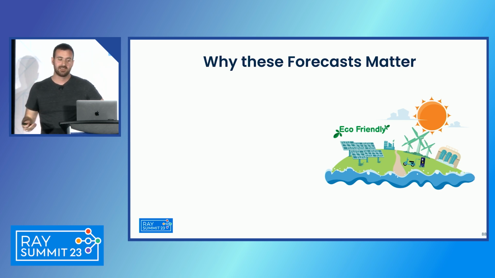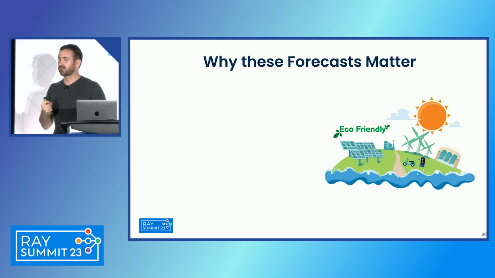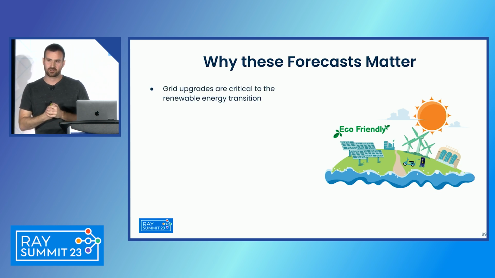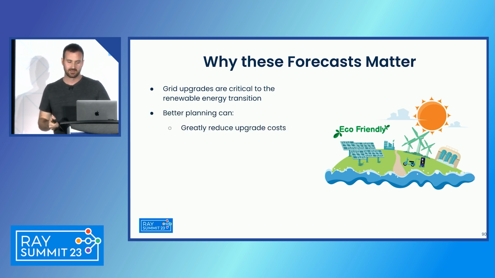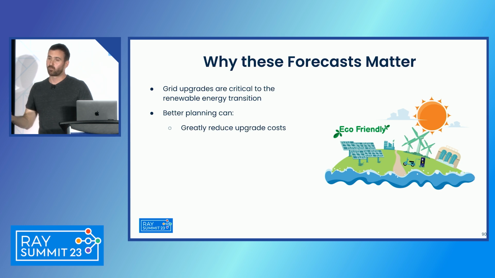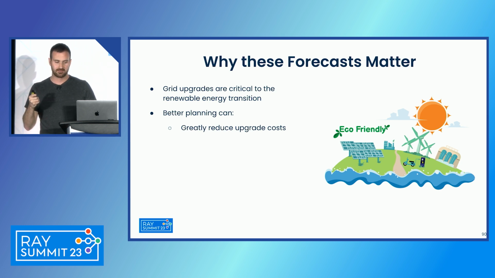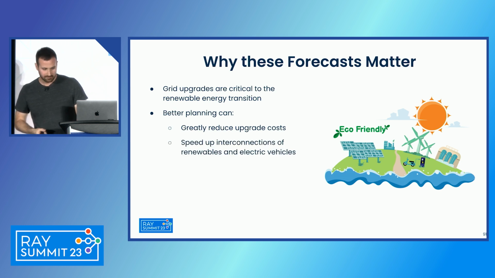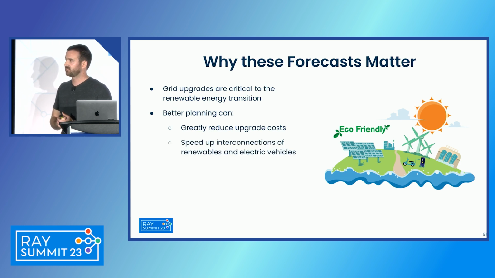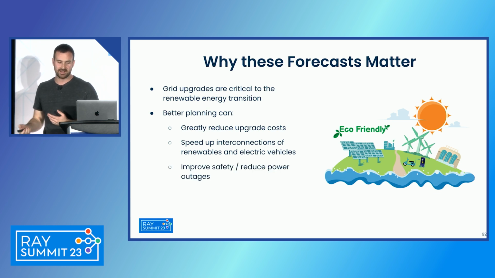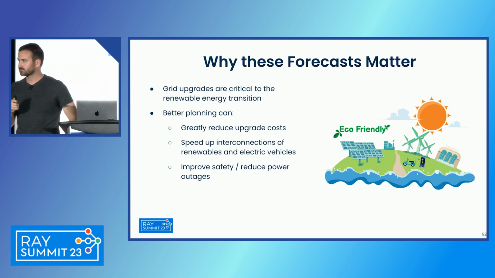And then lastly, I wanted to wrap up by circling back to why these forecasts matter. Grid upgrades are critical to the renewable energy transition and moving away from fossil fuels. With better planning, we can greatly reduce the costs of these grid upgrades. We can speed up the interconnection processes for electric vehicles and renewable energy. And while we're at it, we can also improve safety and reduce power outages.